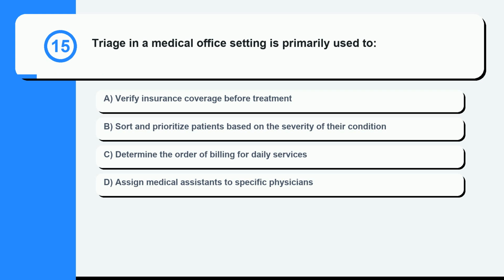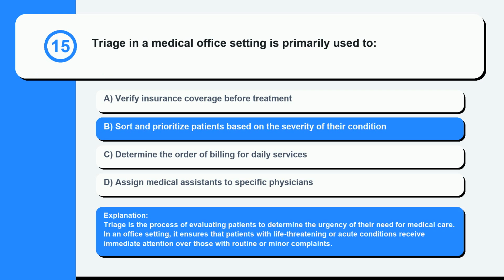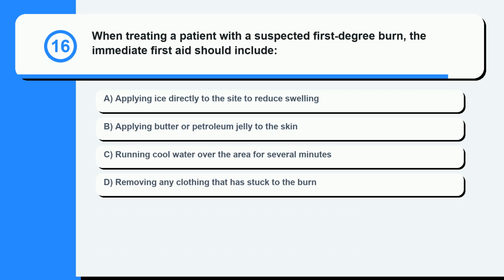Question 15. Triage in a medical office setting is primarily used to A. Verify insurance coverage before treatment. B. Sort and prioritize patients based on the severity of their condition. C. Determine the order of billing for daily services. Or D. Assign medical assistants to specific physicians. The correct answer is B. Sort and prioritize patients based on the severity of their condition.